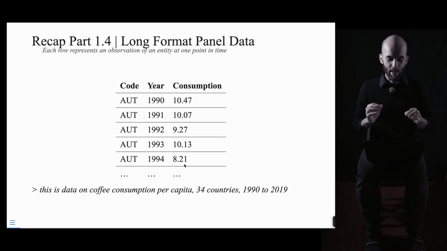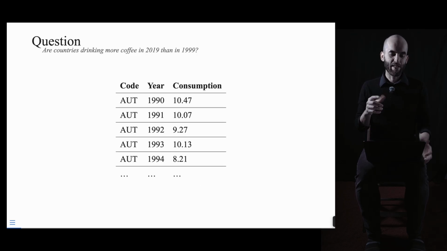x. So in this case, this is a data set on coffee consumption per capita across 34 countries over a couple of decades. And we're going to try to explore this and ask a couple of questions about the data. And in the process, I'm going to show you why there are limitations with setting up panel data in this way. So first question we'll ask is just, are countries drinking more coffee in 2019 than in 1999? And if we have this data set, we can answer this question.